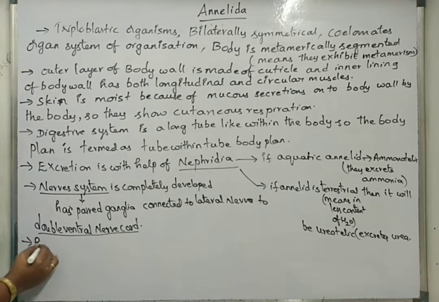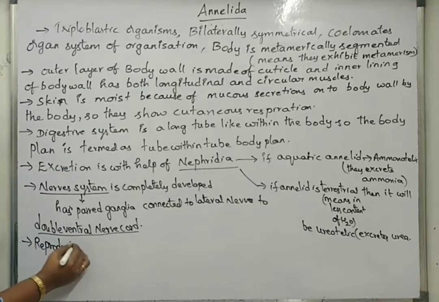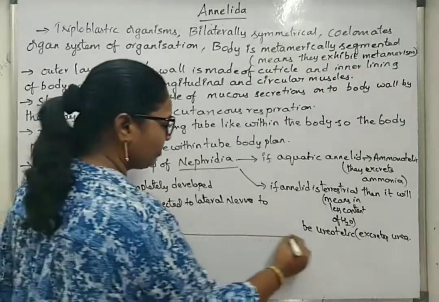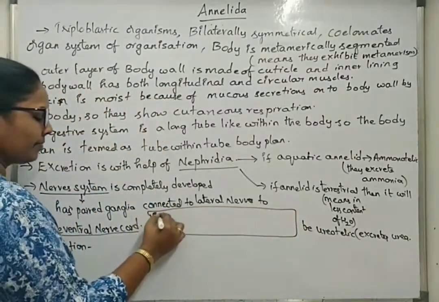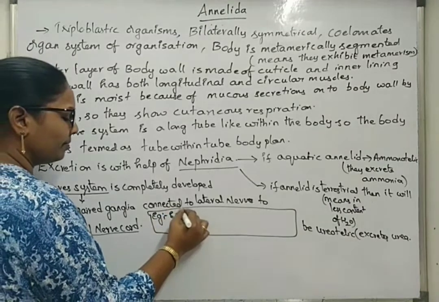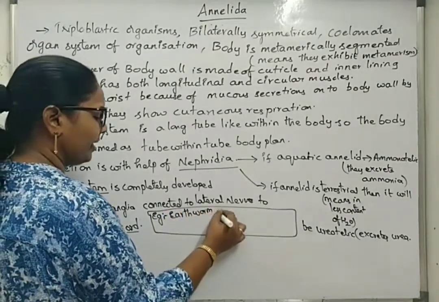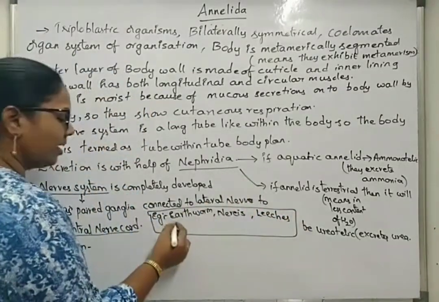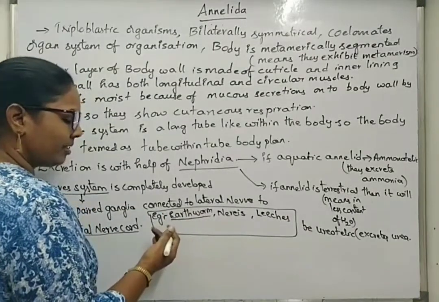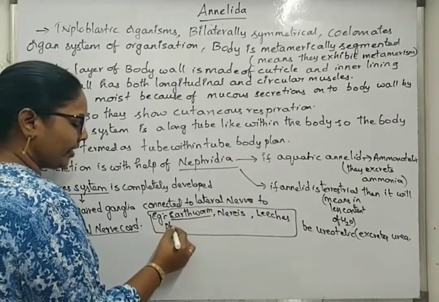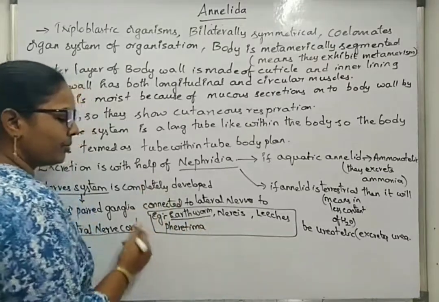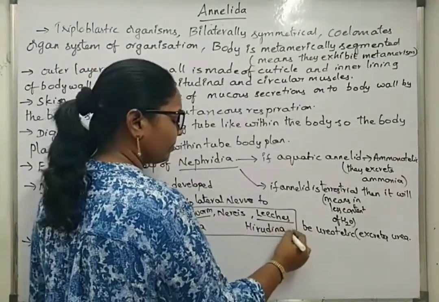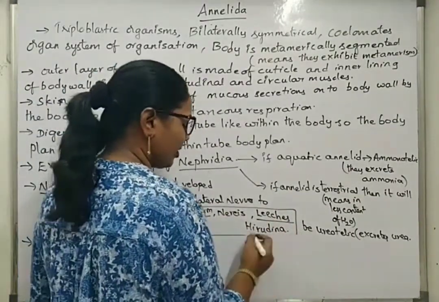Coming to reproduction. First of all, examples of annelids are earthworm, nereis, and leeches. Earthworm's zoological name is Pheretima posthuma. Leeches are also termed Hirudinea, the blood-sucking leeches.